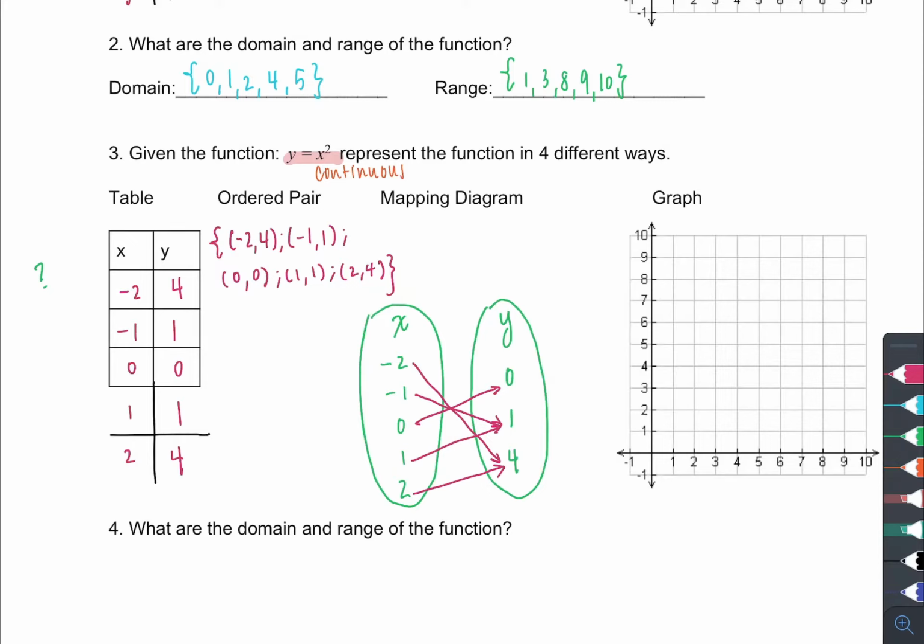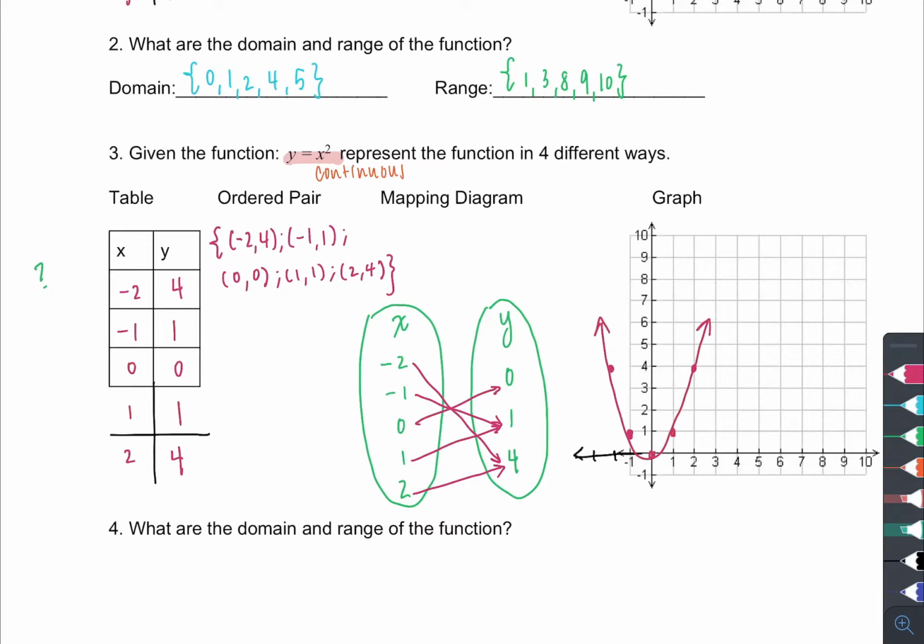All right. And then finally for our graph, we want to graph this. We are a little bit off the graph, so let's just extend it this way a little bit. There's -2 and -3. So we have -2, 4, it's about right there. -1, oh, that was too far over. -2, 4 is about right there. -1, 1 is here. 0, 0, 1, 1, 2, 4. And it is continuous, so we need to put arrows on those ends there.